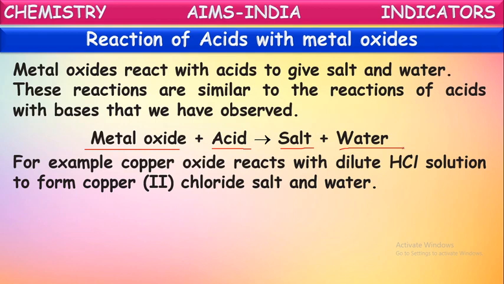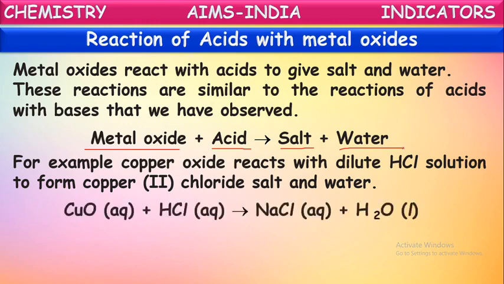For example, copper oxide reacts with dilute hydrochloric acid solution to form copper chloride salt and water. So what is happening here? This metal oxide, copper oxide, reacts with an acid, hydrochloric acid, to form a salt and water, which is similar to the reaction of bases with acids. In the previous example we saw sodium hydroxide base reacting with hydrochloric acid to form sodium chloride and water as products. That is a neutralization reaction. In the same way, copper oxide, a metal oxide, also reacts with the acid to form salt and water.